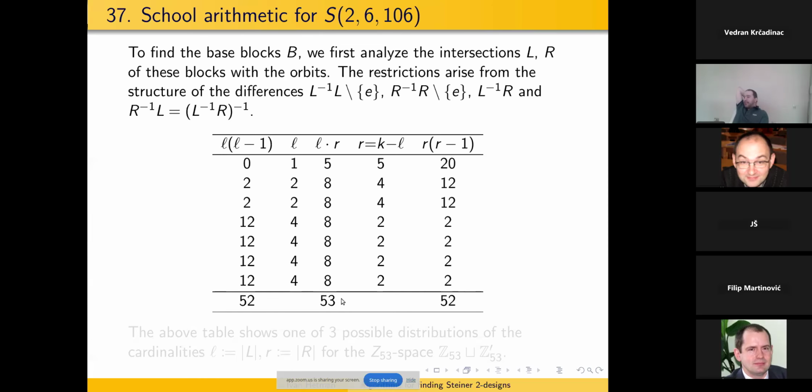Sum here, it is 53. Sum here, it is 52. Sum here, it is 52. And let's go back to this difference.